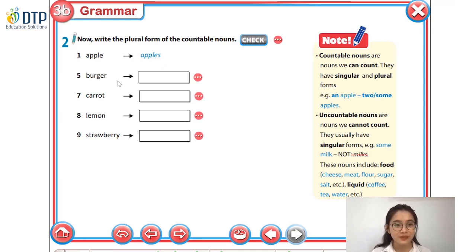One more example for you. Burger. We can count burger, right? So to write the plural form of this countable noun, we add an s at the end of the noun. Okay? So we have burgers. Let's check it out. Correct.